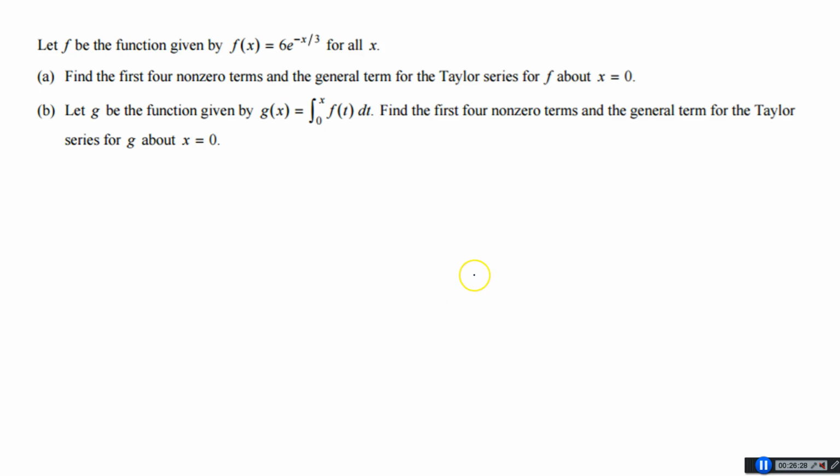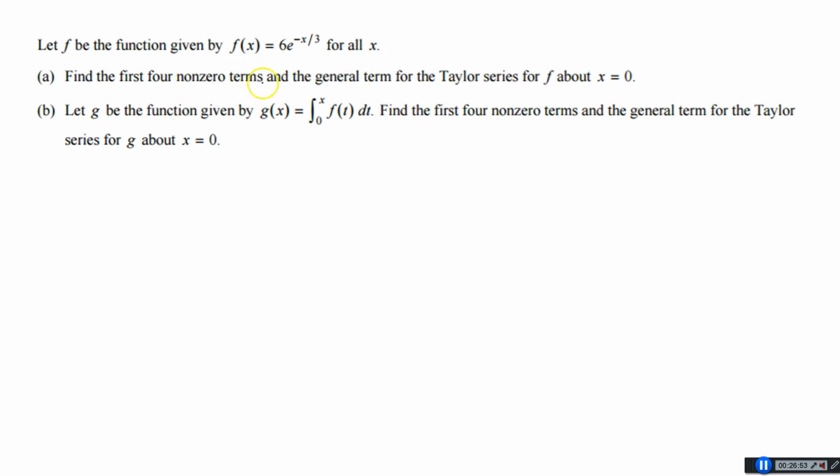All right, so now, I think this is the last one on the page. So we have the function given by 6e to the negative x over 3 for all x. So now the first four non-zero terms, the general term for the Taylor series for f about x equals 0. So, few ways to do this. I'm trying to remember how I did it on the solutions. I'm going to decide as I go here.